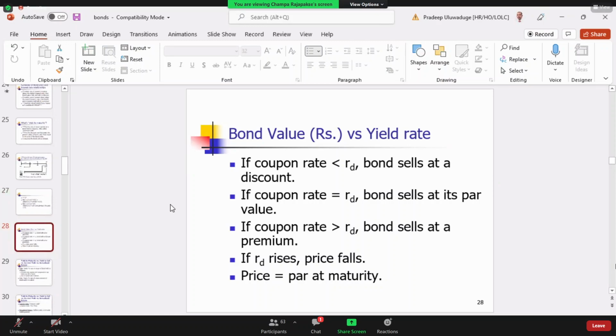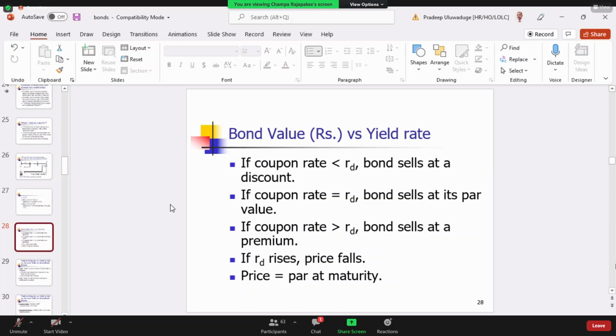So bond value versus the yield rate. Yield rate is the rate that gives you the market value of the bond, right? If the coupon rate is less than the yield rate, bond sells at a discount. If the coupon rate is equal to the yield rate, it will sell at par or face value. If the coupon rate is greater than the yield rate, bond will sell at a premium, right?